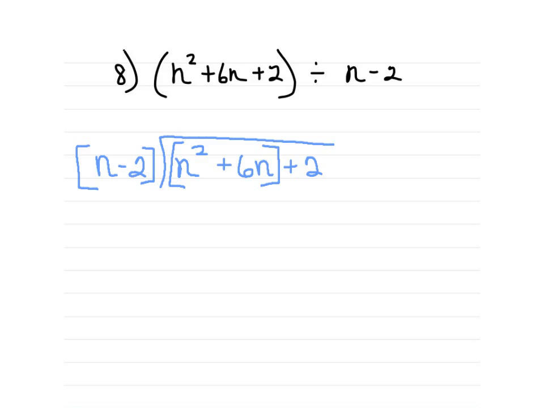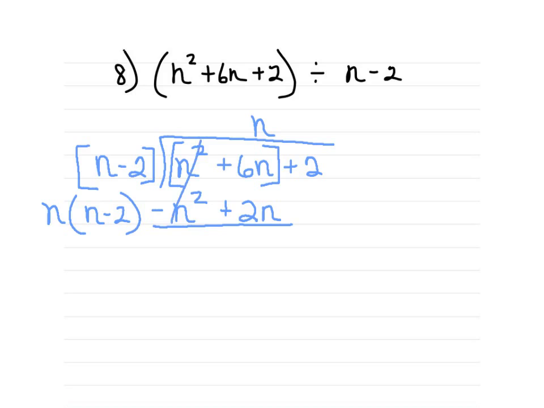So I ask myself, how many times does n go into n squared? And the answer is positive n. That term goes over the 6n. Okay, let's multiply. N times n minus 2. N times n is n squared. N times negative 2 is negative 2n. And since I'm subtracting here, I'm going to change all the signs. Okay, so n squared minus n squared cancel out. 6n plus 2n is 8n, and I'm going to bring down my plus 2.